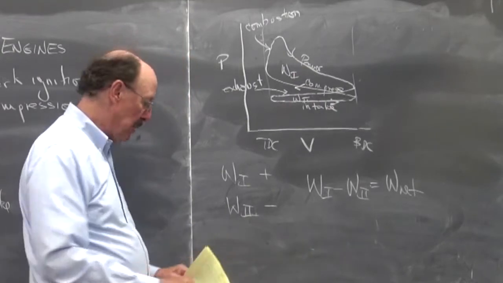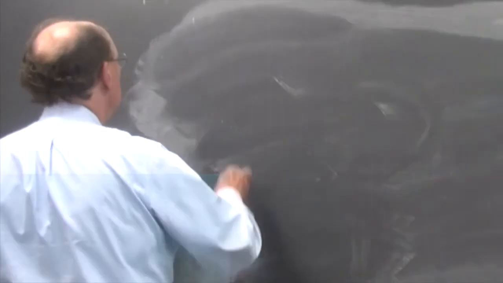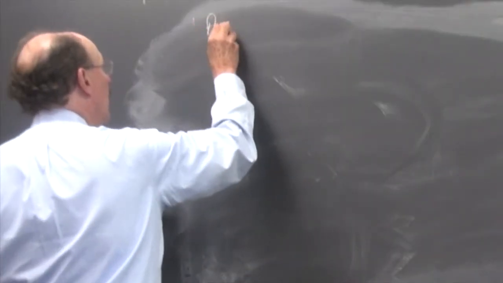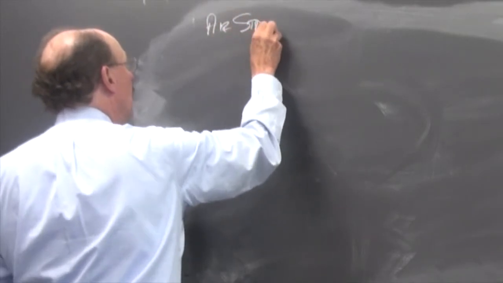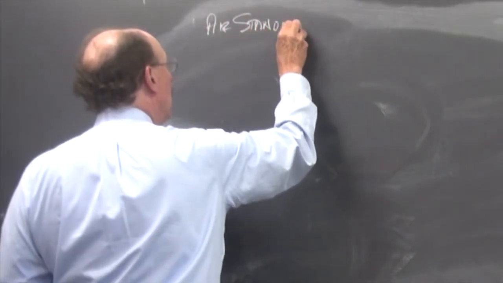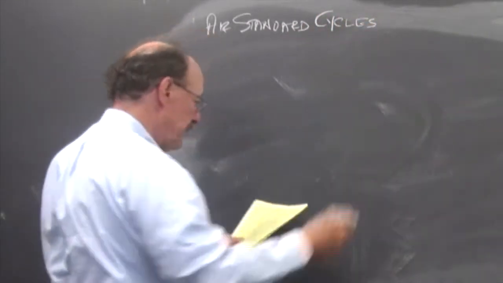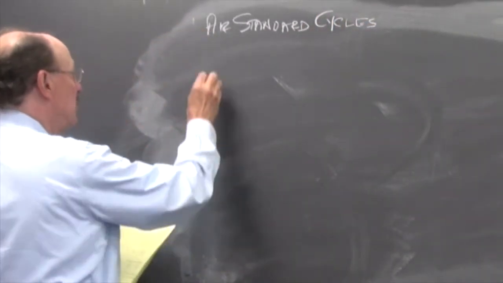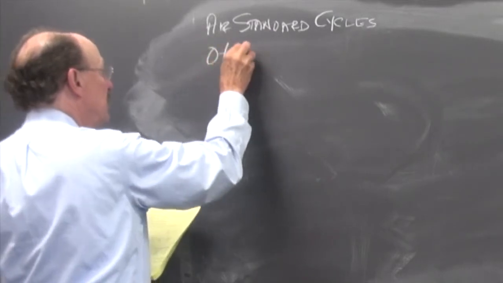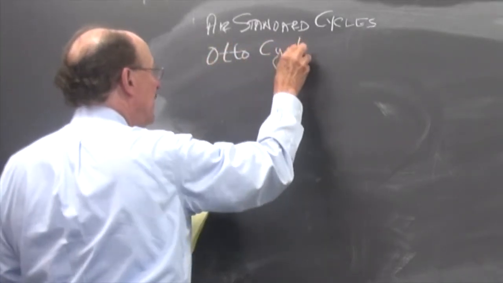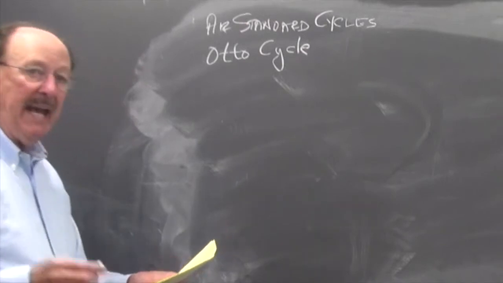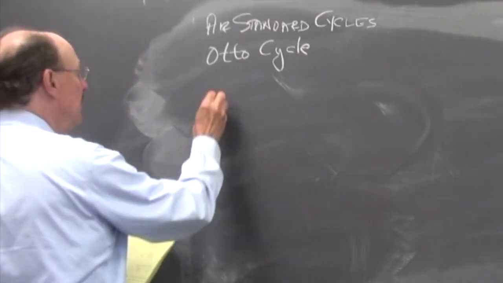And with that, we come up with air standard cycles. With air standard cycles, we're going to have the Otto cycle as the first one, which models the spark ignition, as we had said. And in this case, the air replaces the air-fuel mixture.